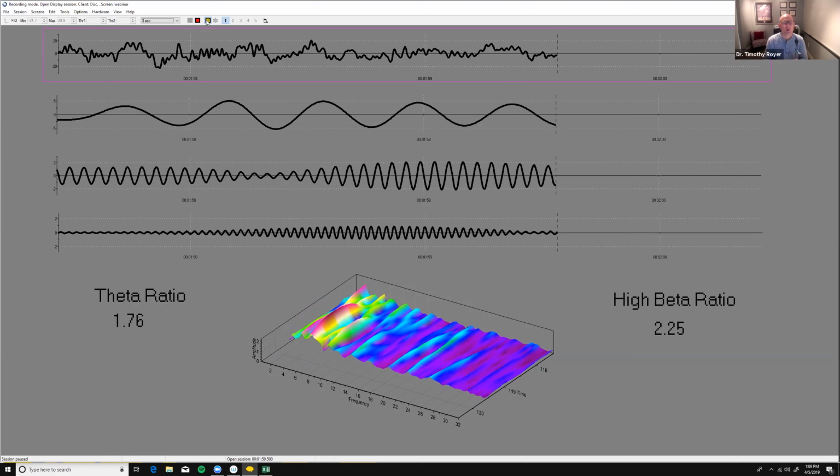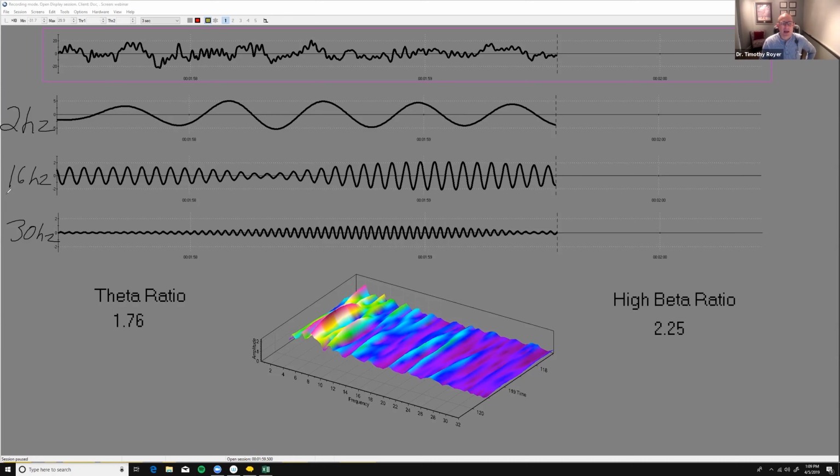So again, here's the 2 hertz. Over here, this one, that means it cycled twice. That's a delta wave. This is a 16 hertz. That's a low beta wave. And this is a 30 hertz, and that's a high beta wave. Now, this is a very important point to remember moving forward.